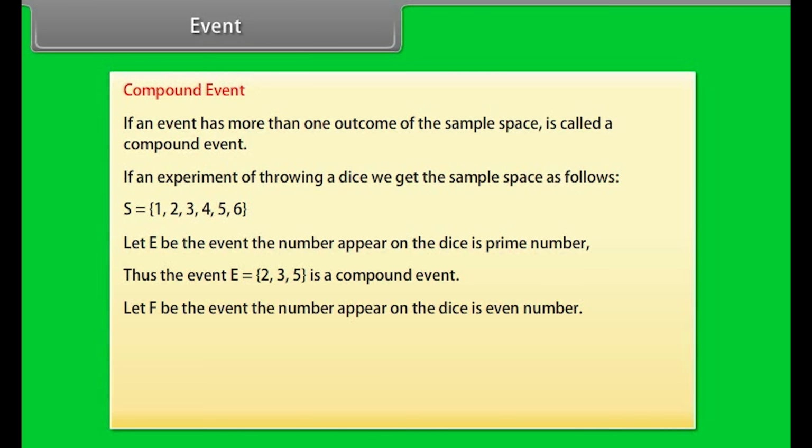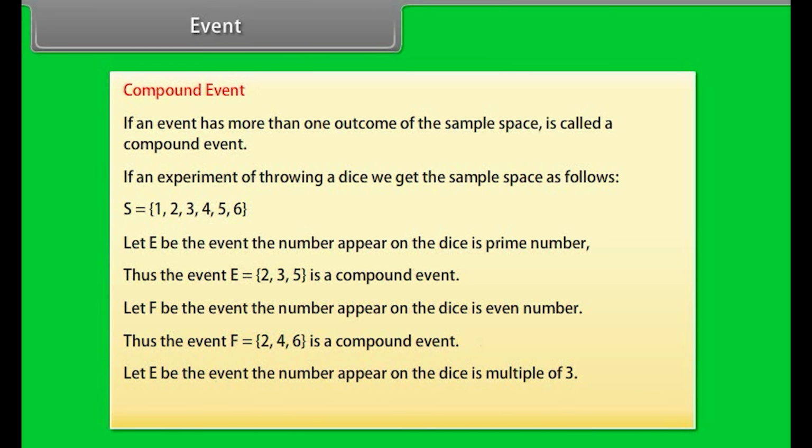Let F be the event the number appear on the dice is even number. Thus the event F is equal to 2, 4, 6 is a compound event. Let E be the event the number appear on the dice is multiple of 3. Thus the event E is equal to 3, 6 is a compound event.